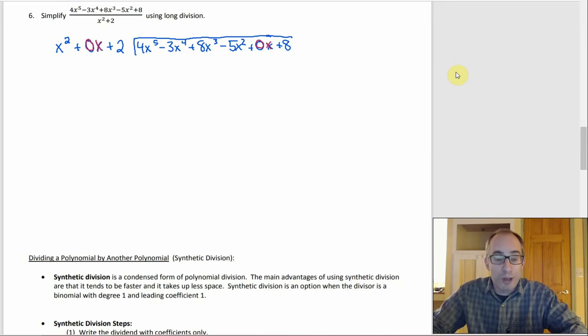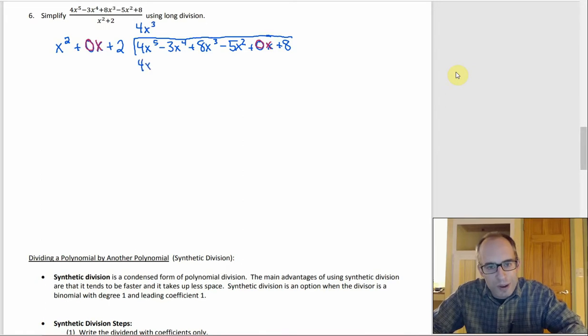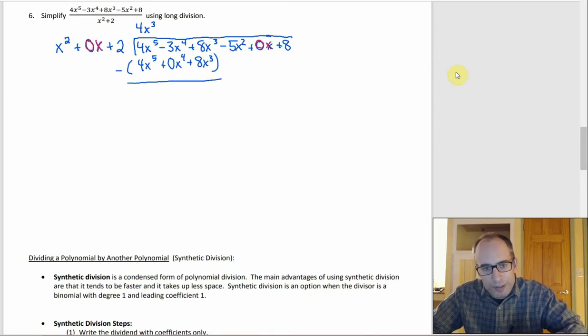So what would you have to multiply by x squared to get 4x to the 5th? Well, you'd need a 4 to get the right coefficient, and then you need an x cubed, since when you multiply that by x squared, that'll give you x to the 5th. So you'd have 4x to the 5th, then plus 0x to the 4th, since 4 times 0 is 0, and then plus 8x cubed. And if you subtract, the x to the 5ths are gone, the x cubes are also going to be gone. You'll just end up with a negative 3x to the 4th, and then plus 0x cubed minus 5x squared. And then we go again.